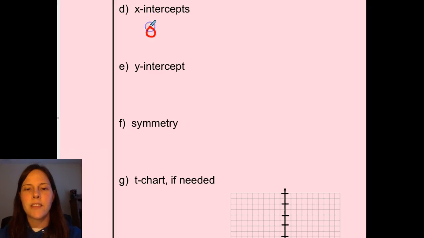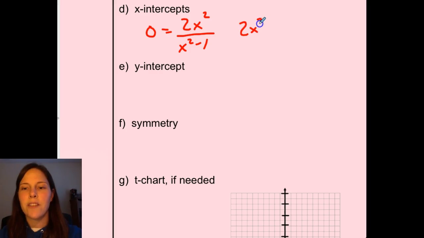X-intercepts occur when we set the function equal to 0. In this case, if we multiply both sides by the denominator, 0 times x squared minus 1 is still 0. So we really just have to set the numerator equal to 0, dividing by 2, and taking the square root, we get the x-intercept of the function at 0, 0.